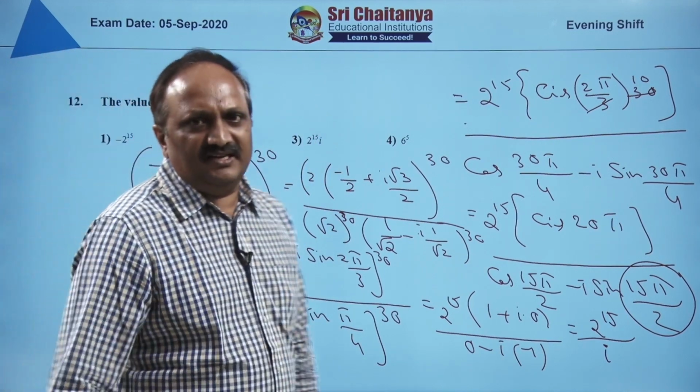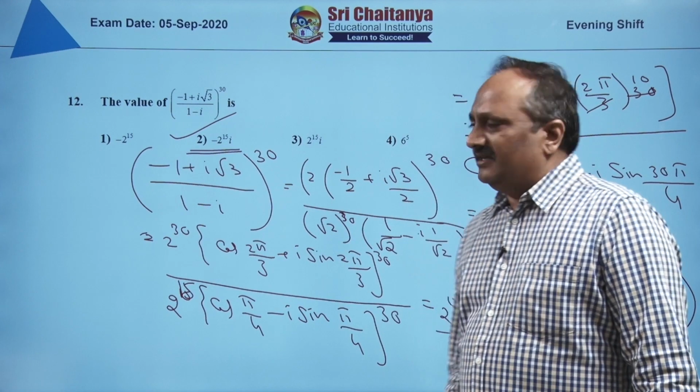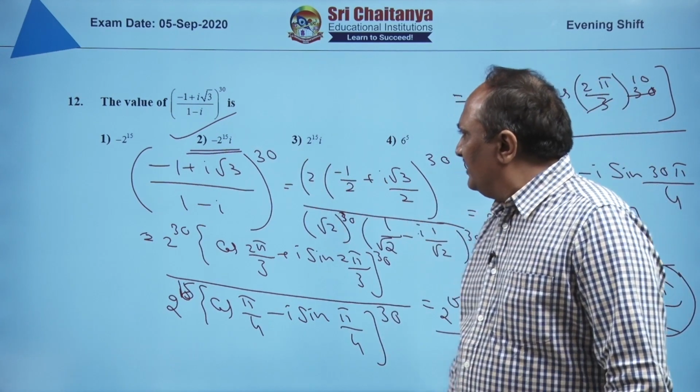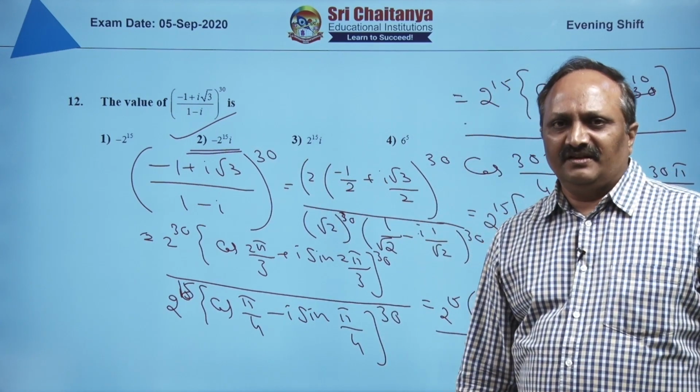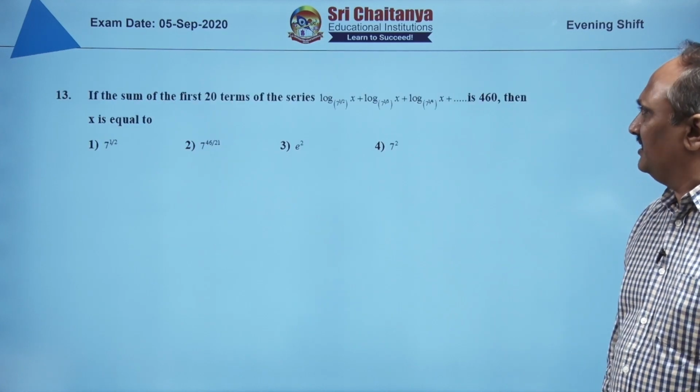You must be careful in the calculation part in such questions. So, the answer is minus 2 power 15 i, but not 2 power 15 into i. Coming to the next question, that is the 13th question.